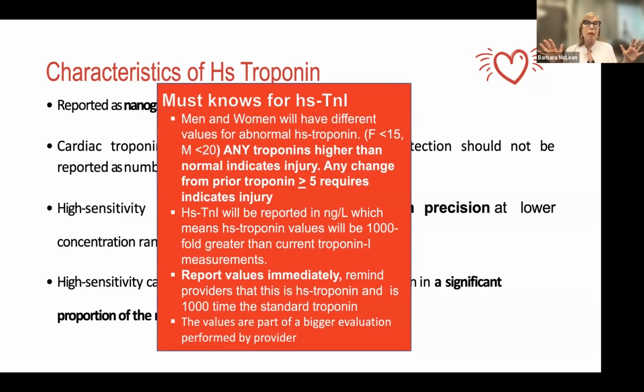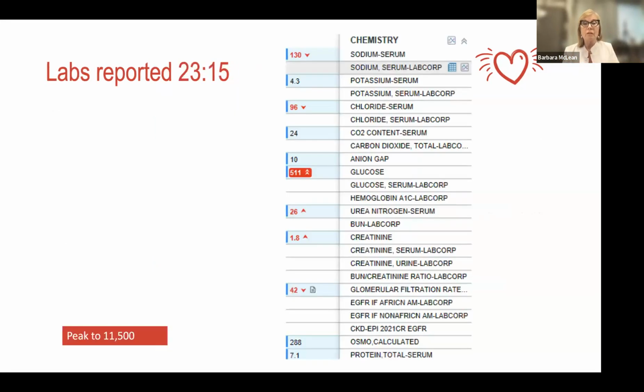The must-knows for this troponin is, again, women less than 15, men less than 10. Anything at 20, anything higher than that indicates injury, but it may not be acute injury. Acute injury means that you continue to go up. And that's why you have to do a second troponin. And by the way, it has to be drawn 60 minutes after the first one, not 60 minutes after the first one results, 60 minutes after the first one was drawn. And we have to be really, really rigorous about this because it really identifies patients early on who are at significant risk.